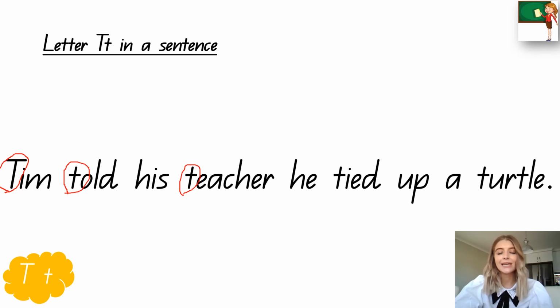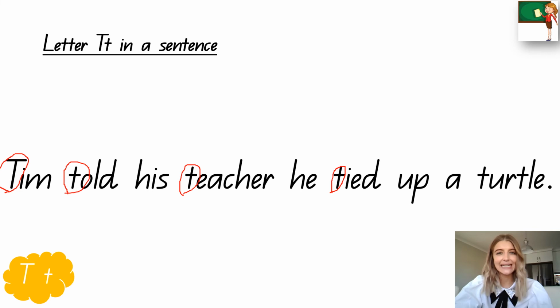Okay, next word. He. Can you see any letter T's in that word? No. Okay, me either. Let's move on to the next one. Tied. Put your finger on it if you can, remember? Can you see any T's there? Yeah, at the start of the word. Tied. Good. Right, next word. Up. Can you see any letter T's in that little word? No, there isn't any. Okay, good job. Let's move on to the next one.